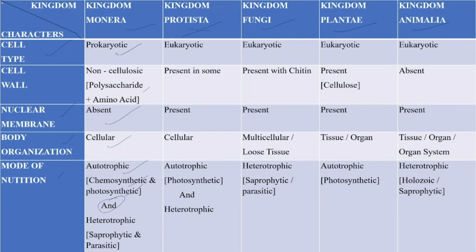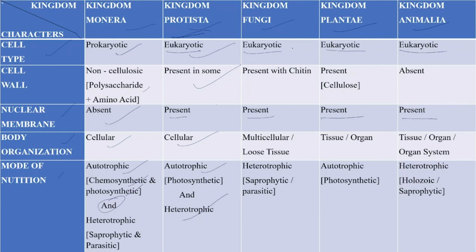Then comes kingdom Protista. The cell type is eukaryotic, cell wall is present in some, and nuclear membrane is present. Just remember, if the cell type is eukaryotic, then the nuclear membrane is present. In every kingdom where eukaryotic comes, the nuclear membrane is present. Kingdom Protista body organization is cellular. They are autotrophic and heterotrophic.